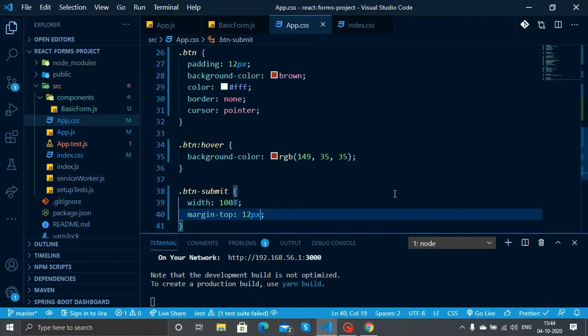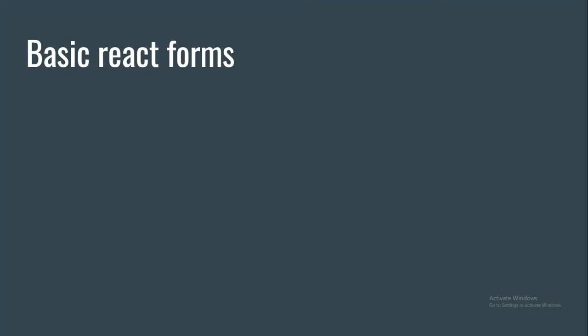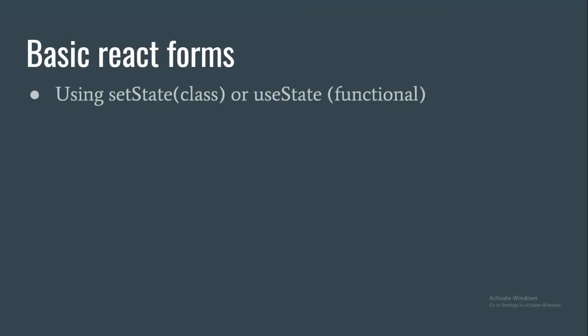Now let's look at how forms are handled in React. So how we can create basic React forms. For that, if it's a class component, we can use setState, and we can maintain the state of the different form inputs. And if it's a functional component, we will use state. So the form handling is done through these state management techniques in normal React. If you are using something like Redux, you can use that as well for handling the state. So we are going to create a functional component using this. We will be making use of useState.